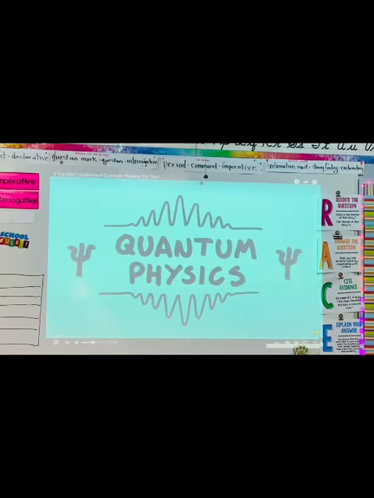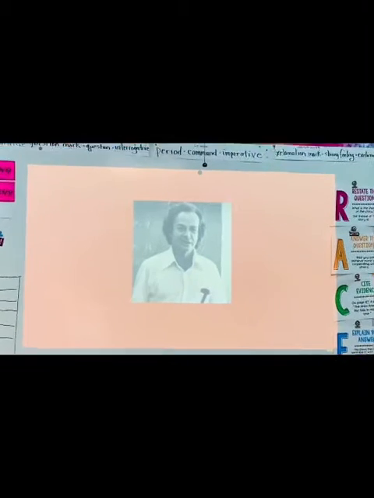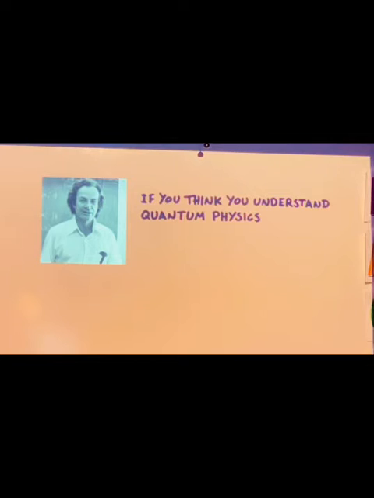Quantum physics has a mystique of being complicated and hard to understand. In fact, Richard Feynman, who won the Nobel Prize for his work on quantum electrodynamics, said, "If you think you understand quantum physics, you don't understand quantum physics." Which is kind of disheartening for us, because if he didn't understand it, what chance do the rest of us have? Fortunately, this quote is a little misleading.